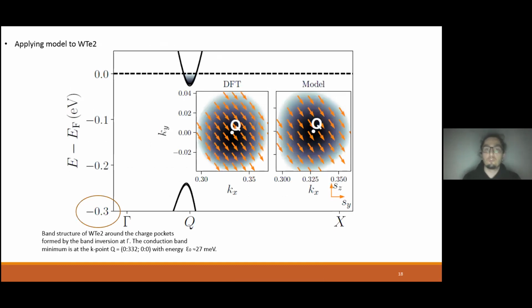So this is how they put the model into the given material, tungsten telluride. It's the band structure and the DFT model. As you can see here, they could obtain the same band structure they offered for tungsten telluride. And by DFT calculations and their model, they fit each other, and they have obtained that the persistent spin texture could possibly be obtained in this structure.